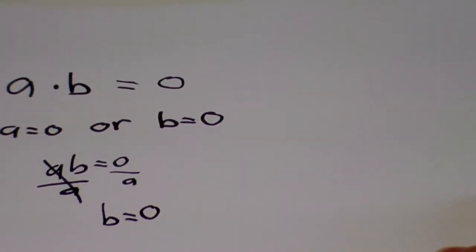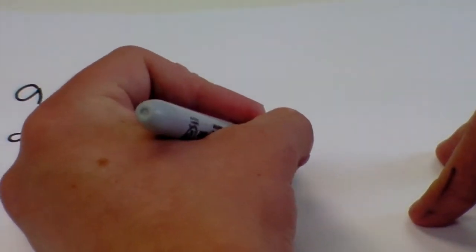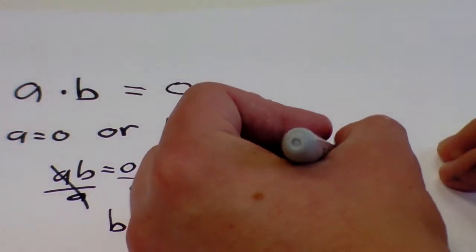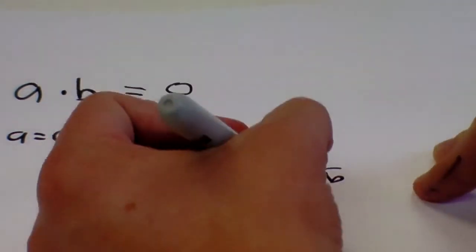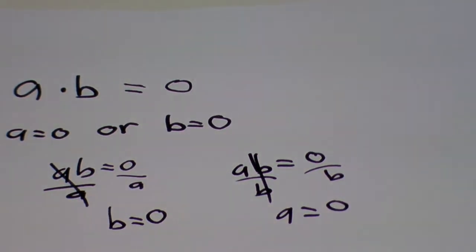Now let's assume that b is not 0. So we've got ab equals 0. And now we can divide both sides by b. 0 over b, ab over b. b over b is 1, so we've got a equals 0 over b, which is 0, so a equals 0.